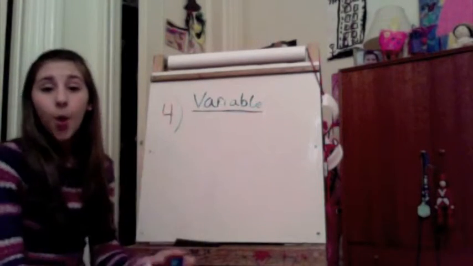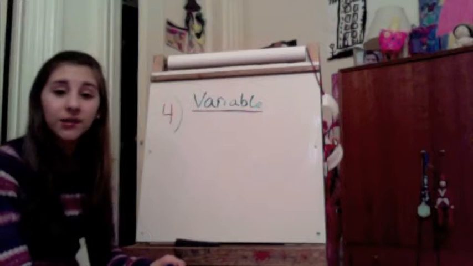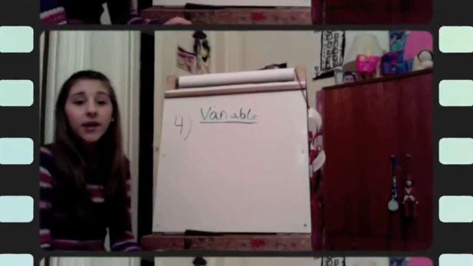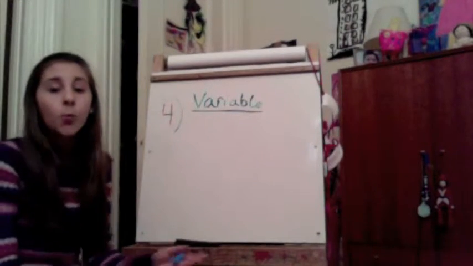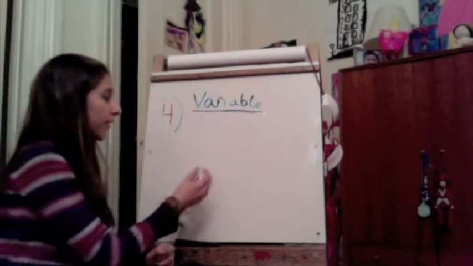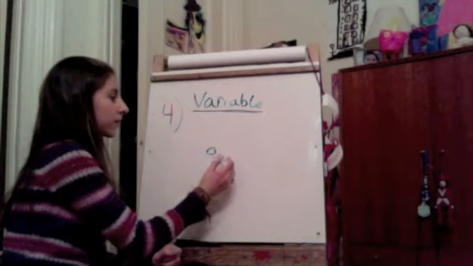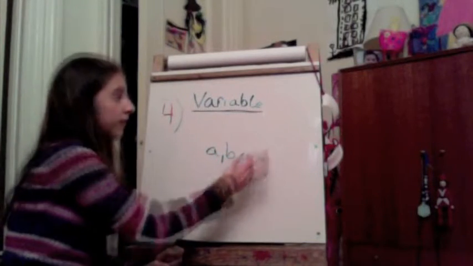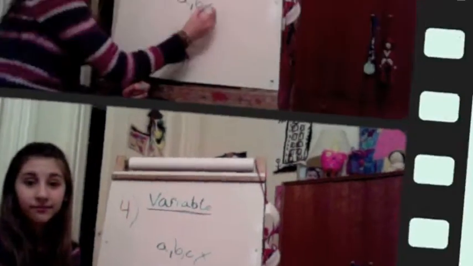A variable is a quantity that changes or takes on different values. It can also be a letter or a symbol representing such a quantity. An example of a variable could be A, B, C, or X.